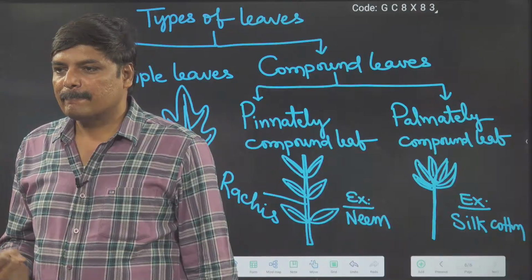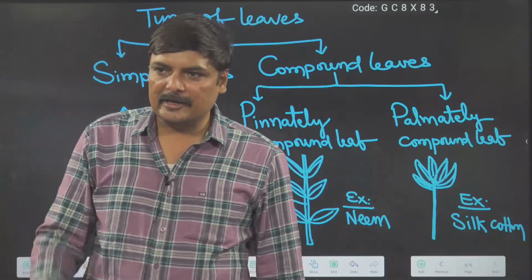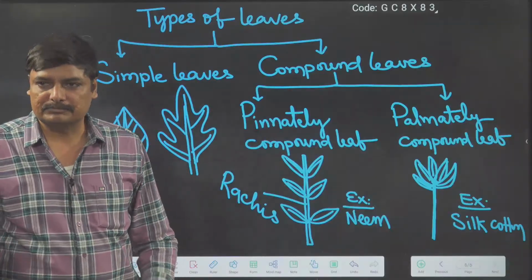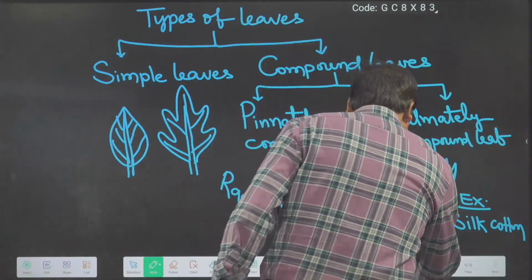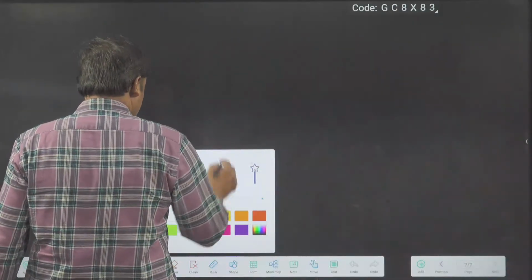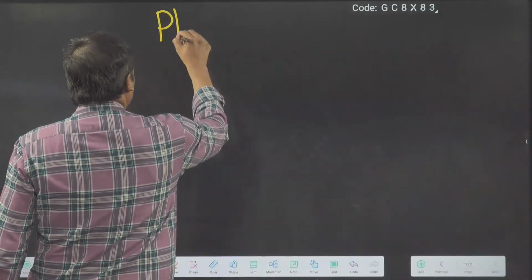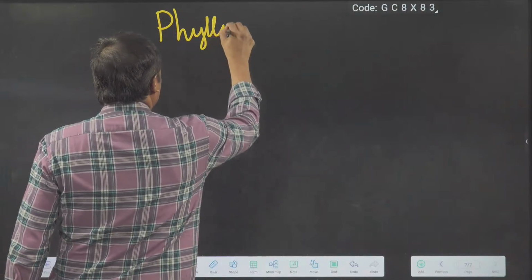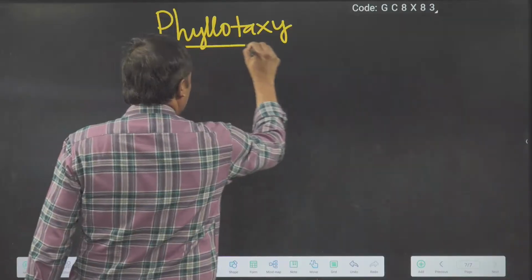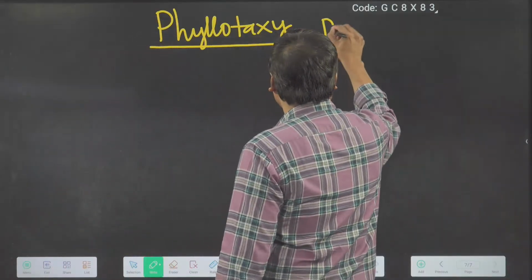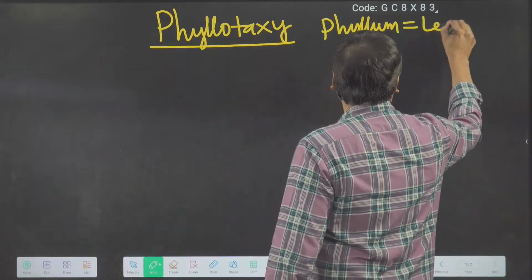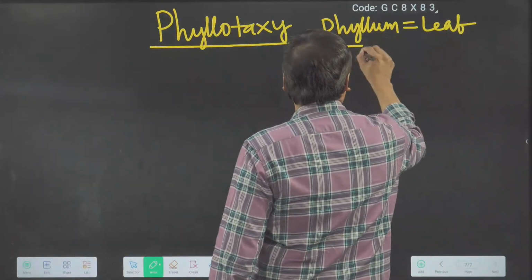Okay? Right. And finally, we have to talk about phyllotaxy. The next concept is phyllotaxy. In Latin, phylum means leaf. Taxis means arrangement.